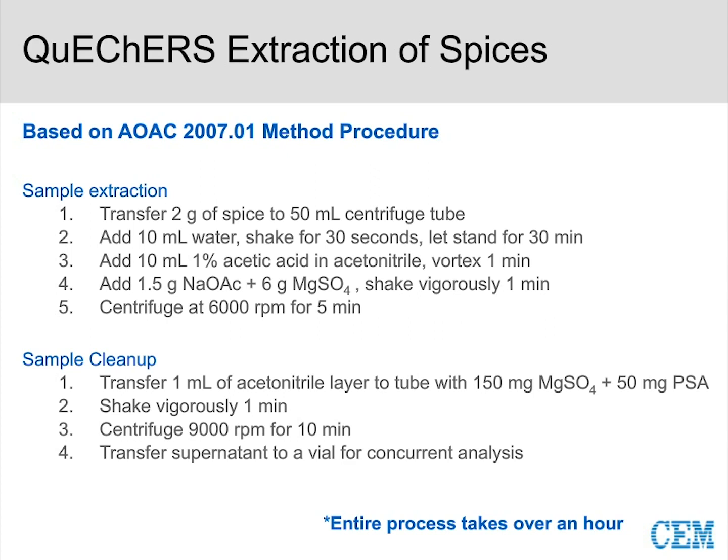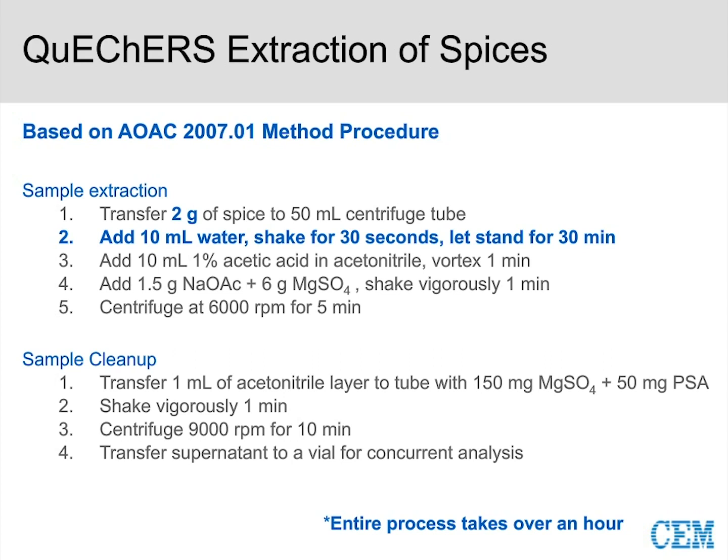First, we needed to take that sample size down. So the AOAC method was developed for sample sizes of 10 to 15 grams. 10 to 15 grams of a spice is just simply not applicable to run. So we need to take that sample size down to really make it work. So that's one of the modifications we need to make in this case. And then second, water is crucial to the QuEChERS process.